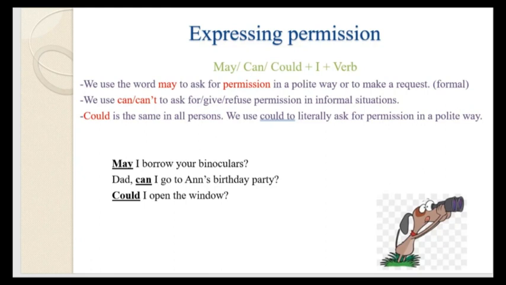Dad, can I go to M's birthday party? Could I open the window?